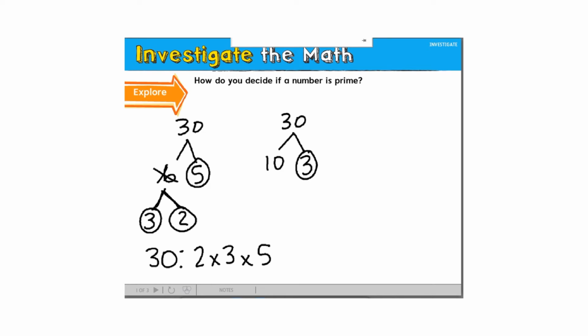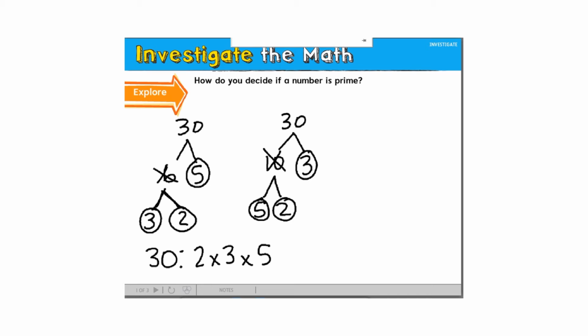Now I'm going to continue on here with the 10. What are 2 factors of 10? Hamza? 5 times 2. Are either of those numbers prime? Both of those numbers are prime. So didn't I end up with the same numbers circled? 2, 3, and 5? But I started with a different set of numbers. But it's okay, because no matter what sets you start with, you're still going to get the same ending answer.